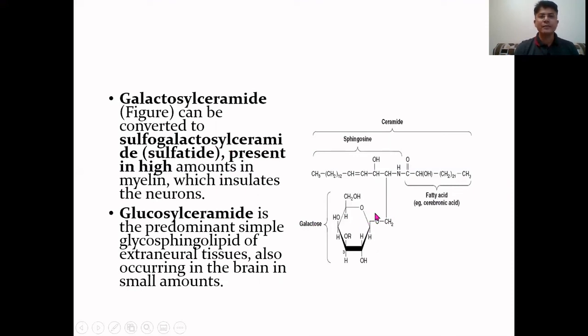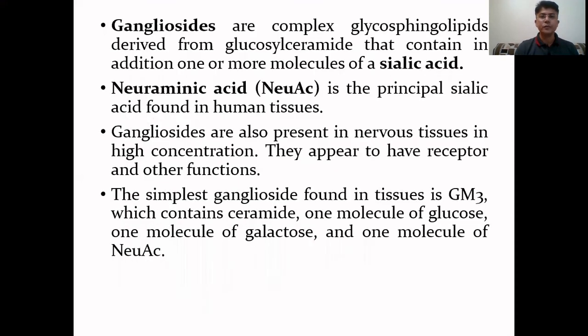Galactosyl ceramide can be converted to sulfogalactosyl ceramide, also called sulfatide, which is abundantly found in the myelin sheath, which insulates the neurons. Glucosyl ceramide is the predominant simple glycosphingolipid of the extraneural tissues, also occurring in the brain in small amounts.